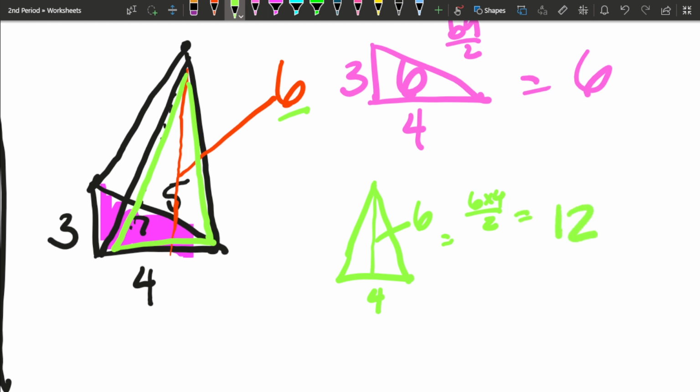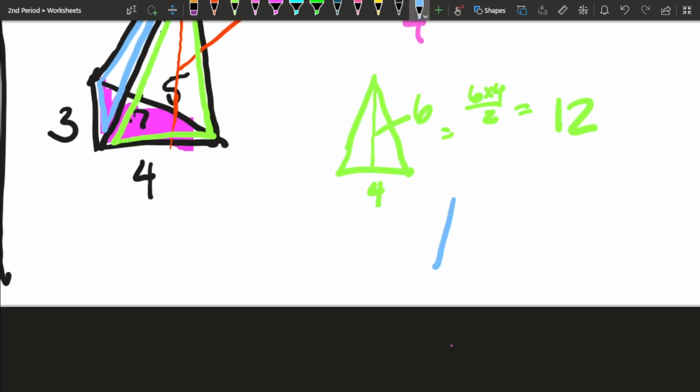12. All right. So now let's look at this one right here. Is the bottom number the same? No. So this one, instead of 4, is going to be what? 3. The height is the same. So 6 times 3 divided by 2. So 18 divided by 2 is? 9.